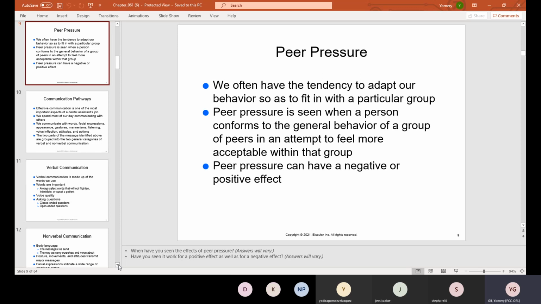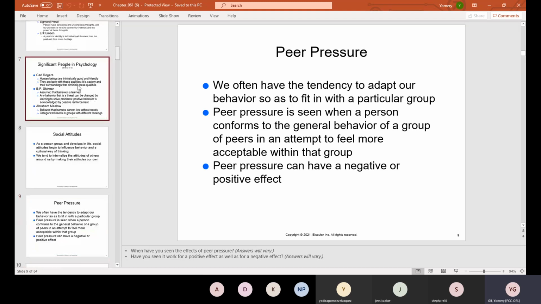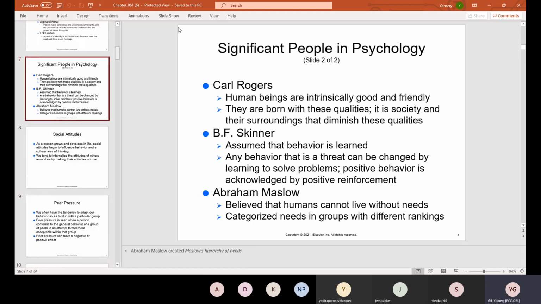Okay, so if you guys are following in your books, I don't know if you're following in your books or not. Okay, let's do some recall questions just to see if you guys are understanding what I've been talking about the past 9 slides or so. So does anybody remember which psychologists believe that human beings are intrinsically good and friendly? Go back to this slide right here.